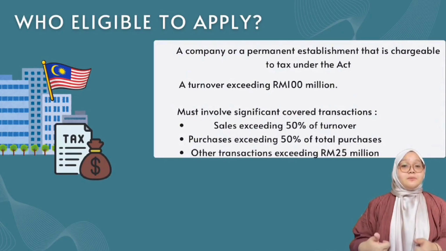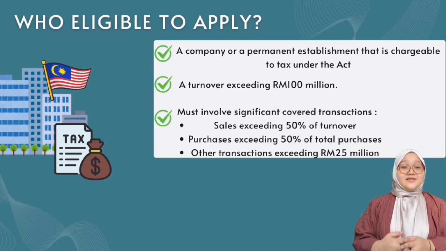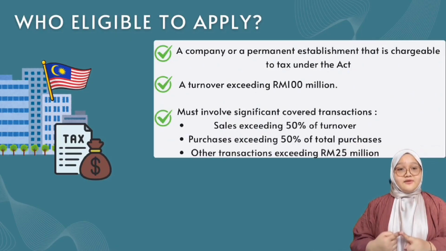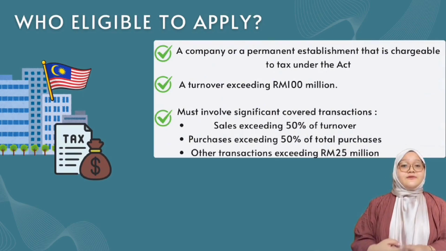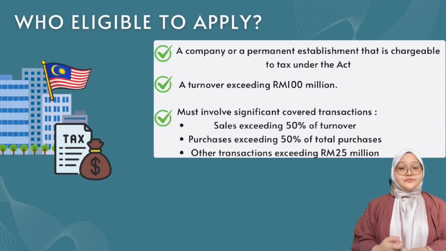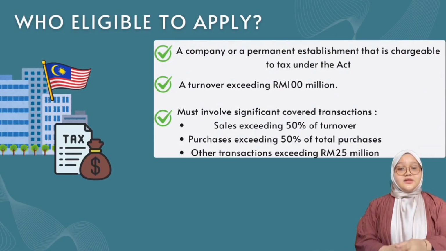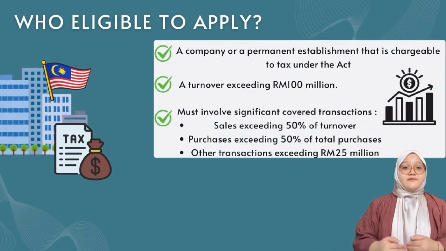First, the applicant must be a company or a permanent establishment that is chargeable to tax under the Acts. Second, the business should have a turnover exceeding 100 million ringgit. Third, the application must involve a significant covered transaction like sales exceeding 50% of turnover, purchases exceeding 50% of total purchases, or other transactions exceeding 25 million ringgit. Finally, the transaction must relate to income that is chargeable to tax and not exempted. So basically, APAs are mainly for large-scale, high-value transactions that affect the taxable income significantly.